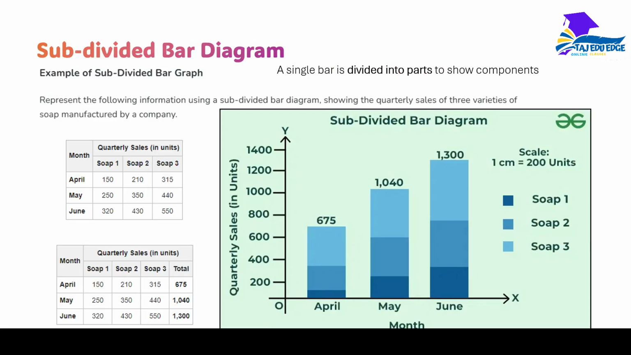What is this subdivision? Subdivision is dividing the same thing into different parts. A single bar is divided into parts to show components. Let's take an example so that you can easily understand here. Example of a subdivided bar graph: represent the following information using a subdivided bar diagram showing the quarterly sales of 3 varieties of soap manufactured.